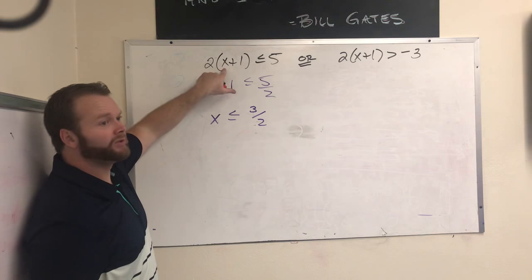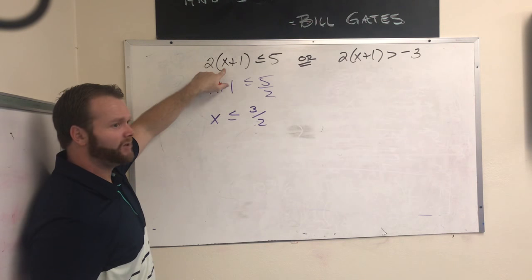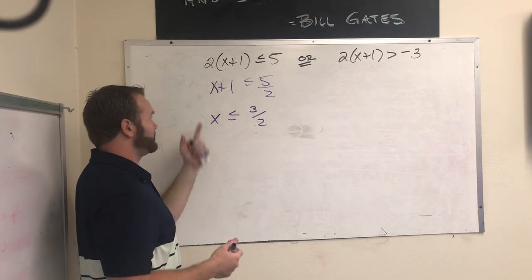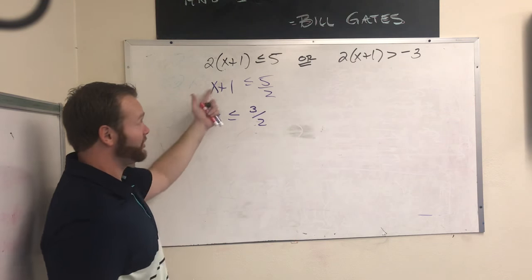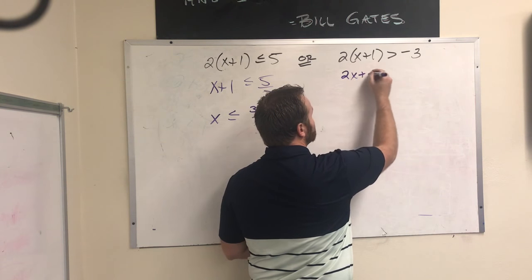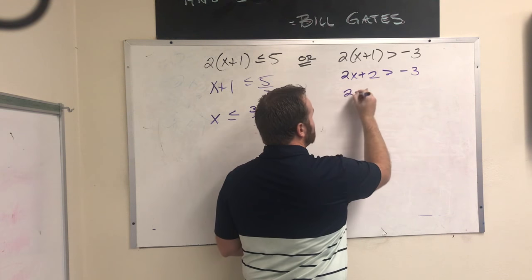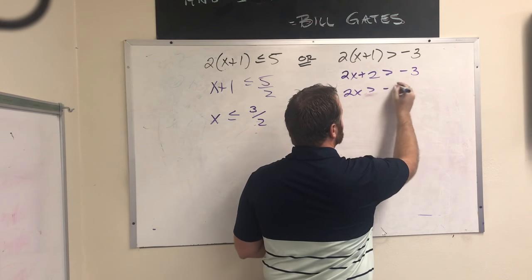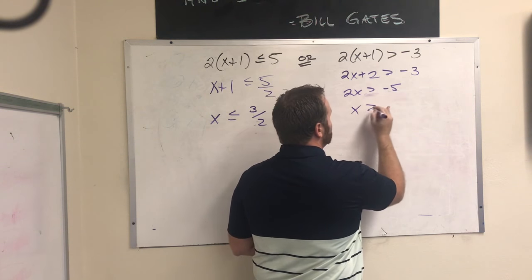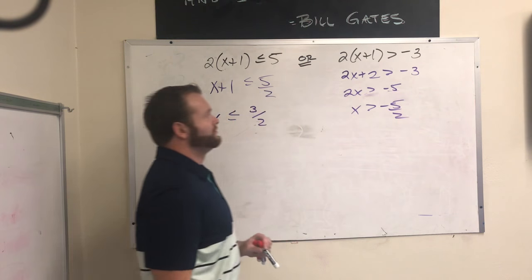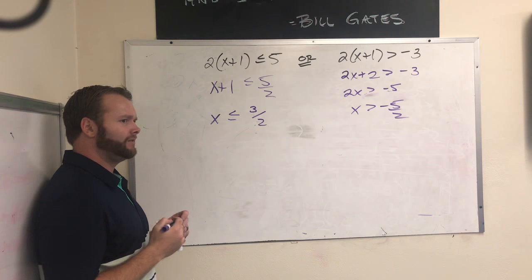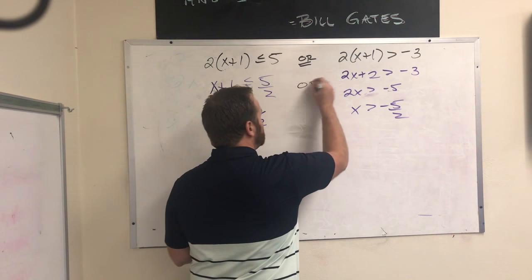I think most people probably distribute the 2, don't they? Could I divide both sides by 2 as well? Yeah, so x plus 1 is less than or equal to 5 halves. And then I subtracted 2 halves from both sides, which is subtracting 1. That'll be 3 halves. Maybe over here I'll distribute this one. 2x plus 2 is greater than negative 3. 2x is greater than negative 5. I'm sorry, 5. Then it's 5 halves. Okay, so you get x is less than or equal to 3 halves and x is greater than negative 5 halves. All right. And remember, these are or.